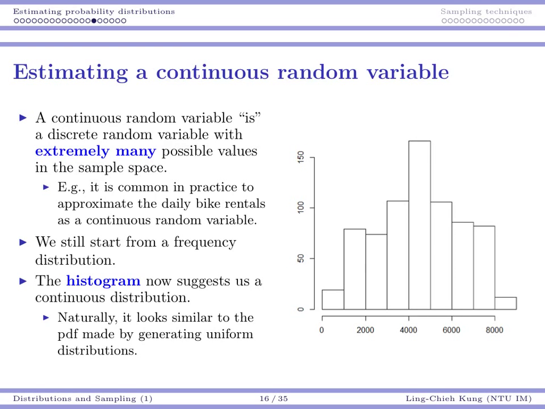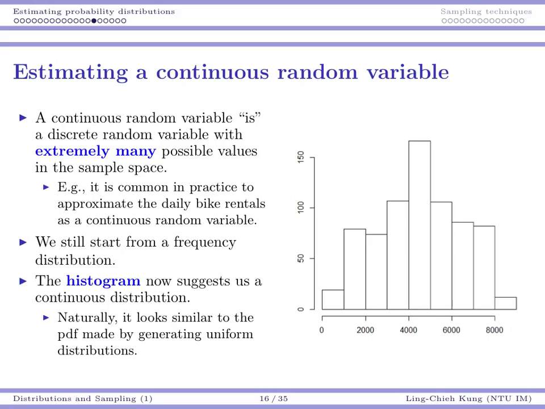Sometimes you don't really have a discrete random variable, right? Sometimes you have a continuous random variable. Or in practice, the difference between random variables is about whether you are counting or whether you are measuring. But even if you are counting, as long as your sample space is extremely large, then it's just approximately a continuous random variable, right? Just like this example.